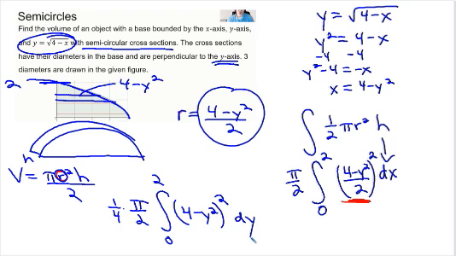All right. And we can just bring that one in with our Math 9 on the graphing calculator. It's 6.702. So again, setup is everything on these problems.